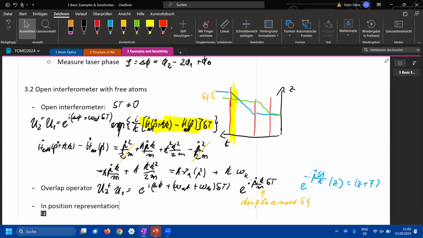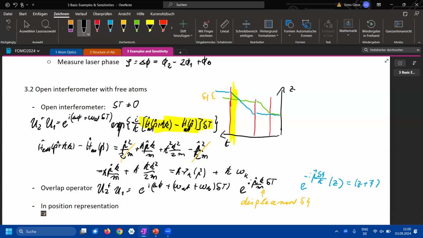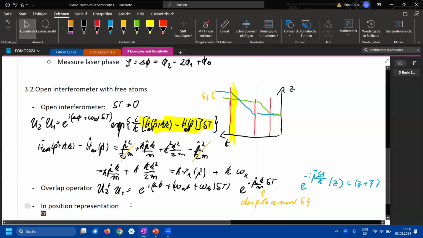Okay, good. So now let's calculate this overlap operator, the expectation value in position representation. So I now define just the position wave function, the center of mass wave function in position representation.